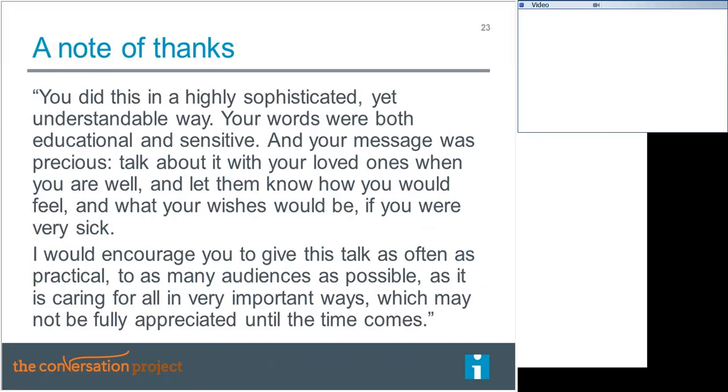Well, he said, "You did this in a highly sophisticated yet understandable way. Your words were both educational and sensitive, and your message was precious. Talk about it with your loved ones when you are well, and let them know how you would feel and what your wishes would be if you were very sick." He said to his rabbi, "I would encourage you to give this talk as often as practical to as many audiences as possible, as it is caring for all in very important ways, which may not be fully appreciated until the time comes."